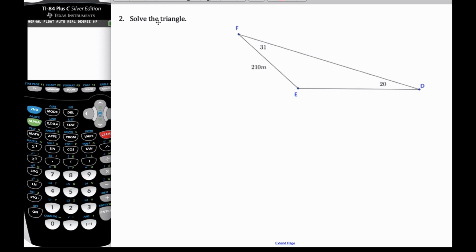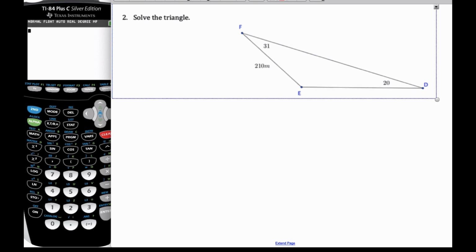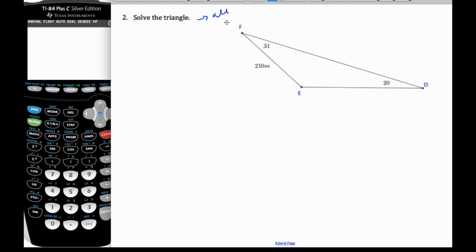Okay, so I'm going to try and solve the triangle. This means I need to find all angles and sides. First of all, I'm going to set this up so I know that this is D, so this is little d, this is little e, and this is little f. And I'm going to write angle E, angle F, which is 31, and angle D, which is 20.